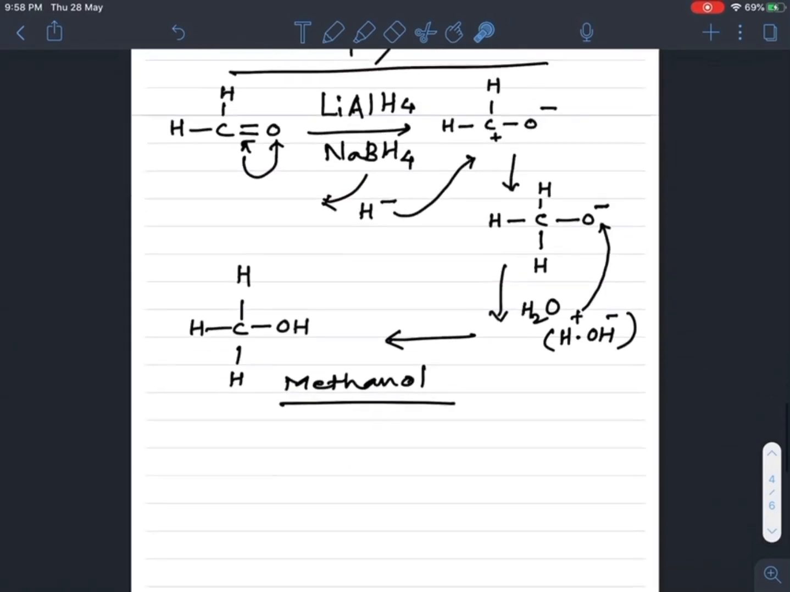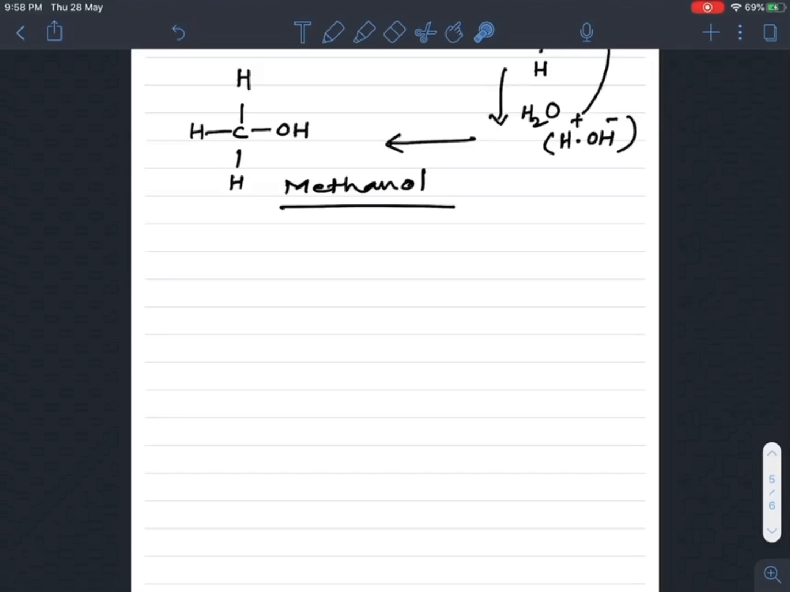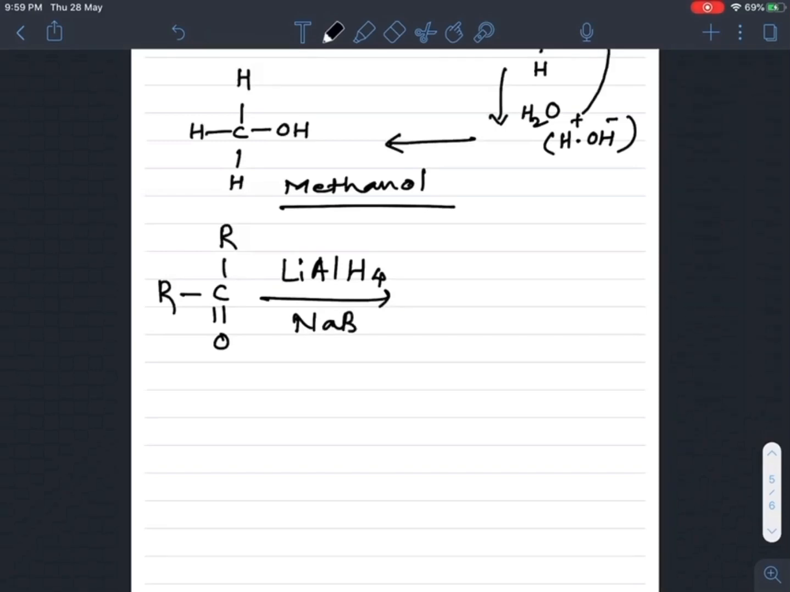Same way if we use ketones. If we take an example of a ketone, RCOR, when it undergoes reduction using LiAlH4 or NaBH4, then what happens? See, H minus ion, that is hydride ion, is supplied by LiAlH4 or NaBH4. Now the same mechanism takes place. The pi bonded electrons are shifted onto oxygen, and the intermediate is formed first.